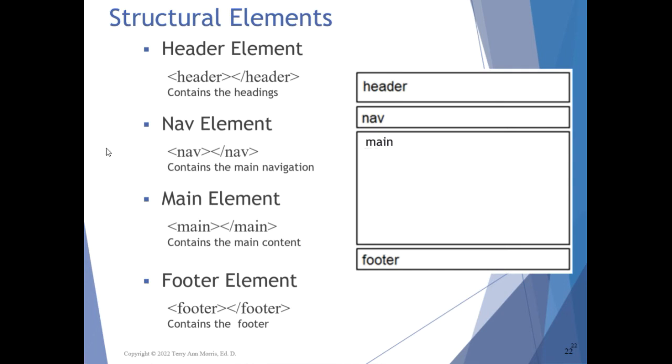Structural elements. Here we have header elements, nav elements, main elements, and footer elements. The header element contains the heading topic. The nav element contains the navigation buttons such as file and edit, and we have the main element, which is the body part. And finally, we have the footer element.